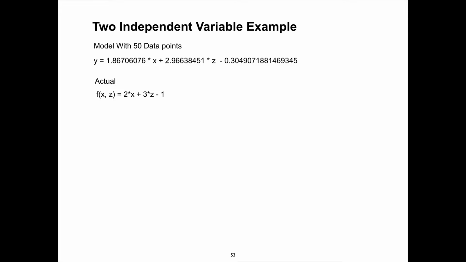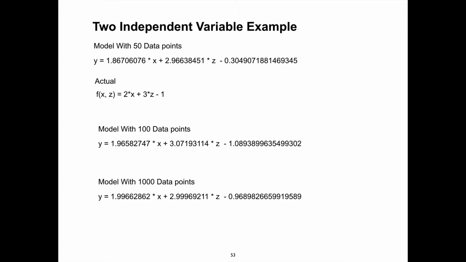And so when I did 50 data points, which I did with the two-dimensional one, the results weren't as good. When I did it with 100 data points, we started getting more accurate, and then finally, with 1,000 data points, we're getting better results. This means if you've got n-dimensional data, you may need more data.